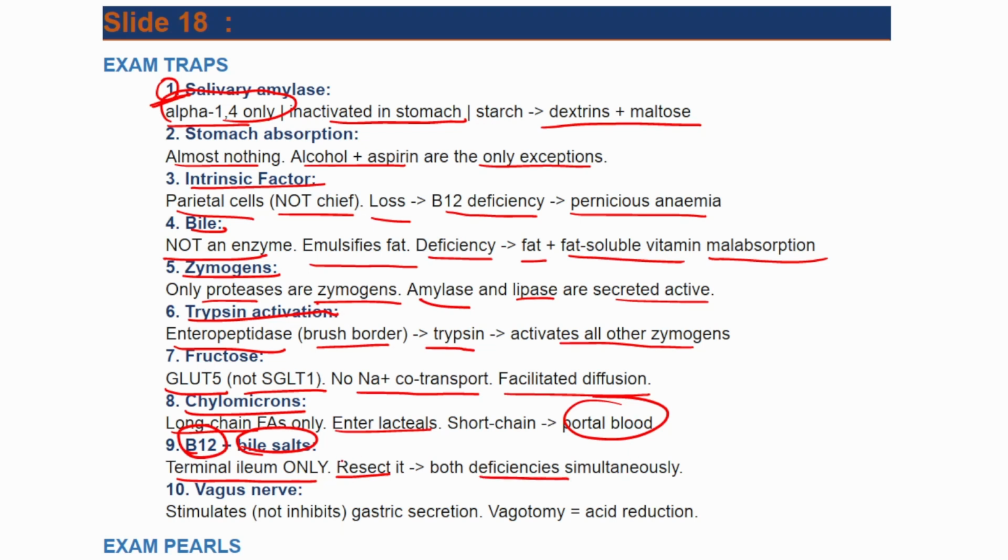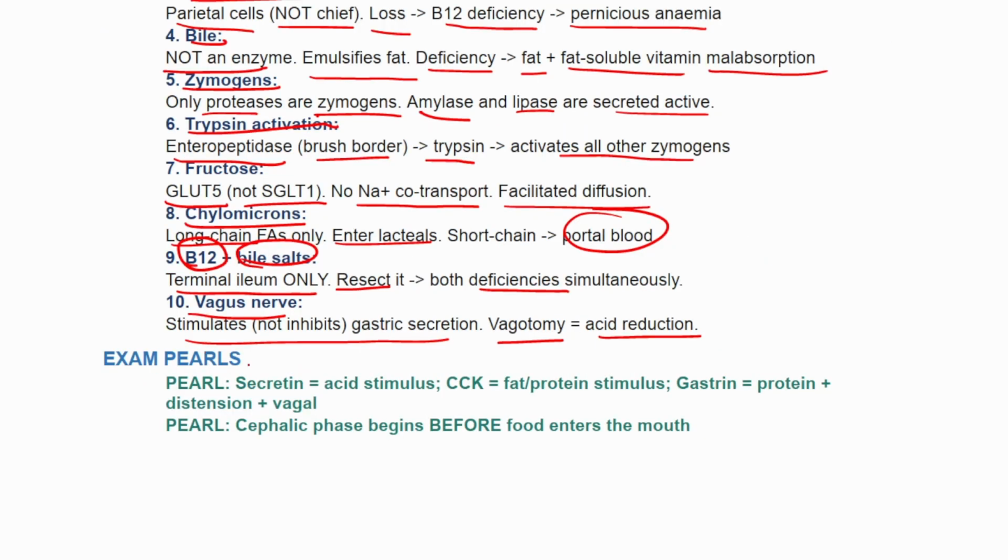Finally, the regulation of all these sequential, secretory, and motor events is consolidated under the master autonomic controller of the tract. The vagus nerve actively stimulates gastric secretion, showing it doesn't inhibit the process, which is clinically proven by the fact that a historical vagotomy results in direct acid reduction. And two examples to end this slide with.